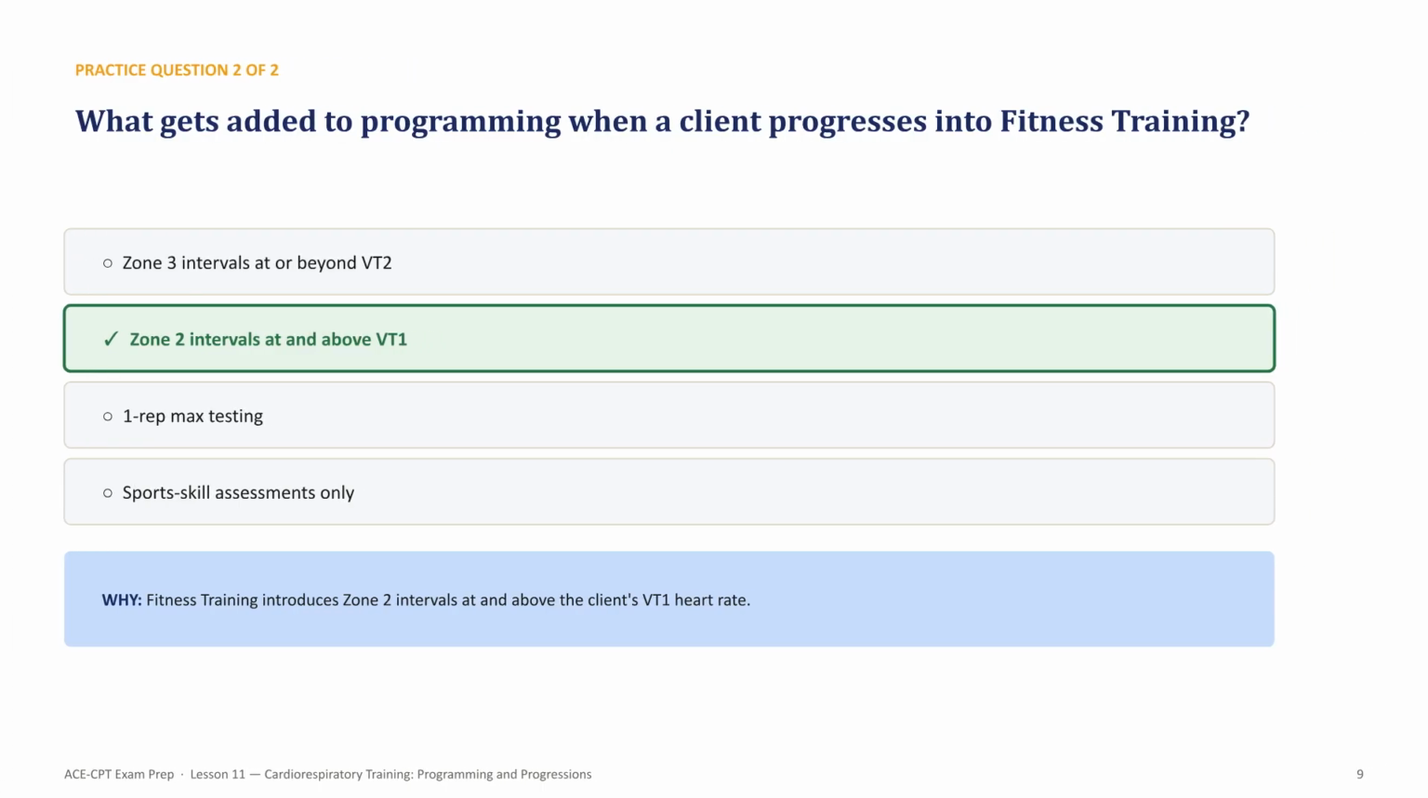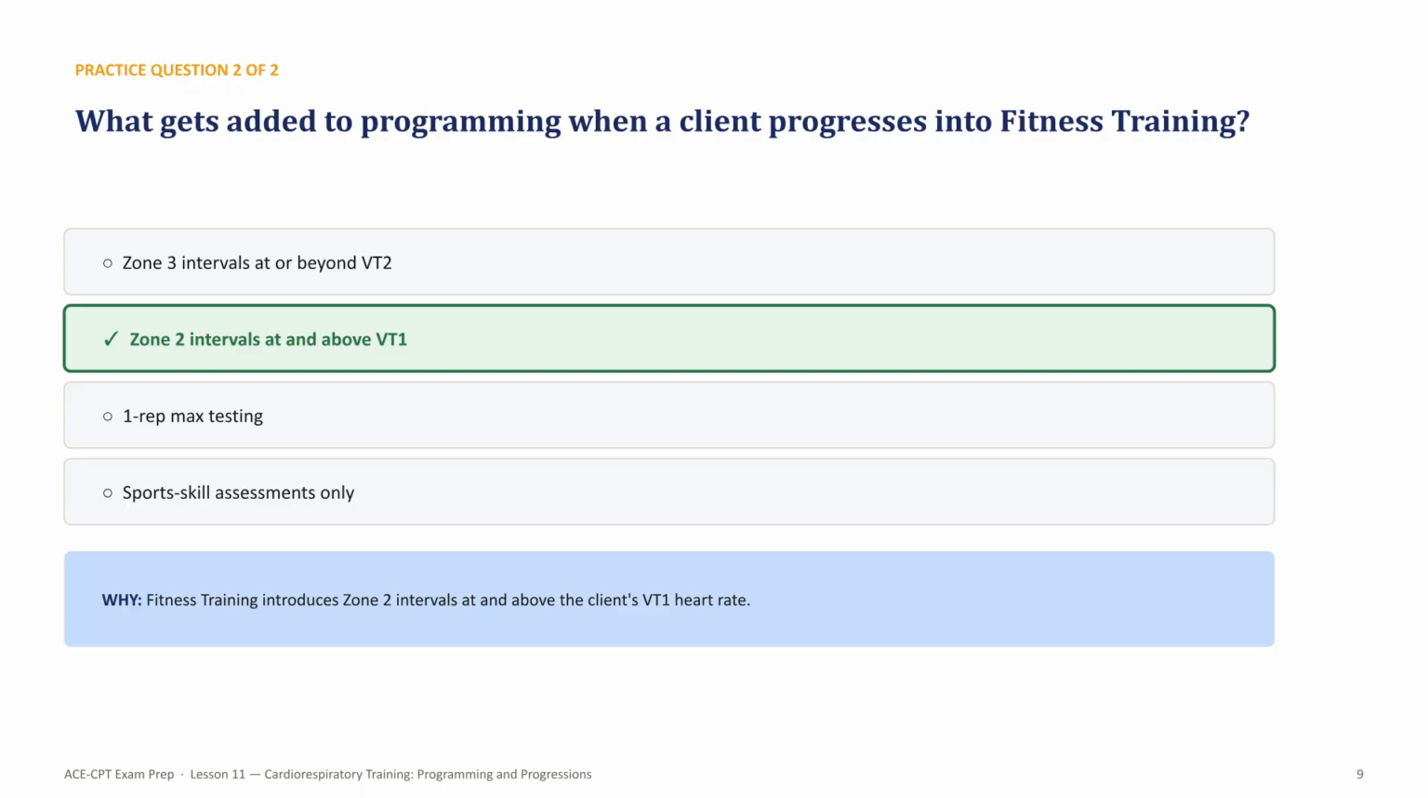Here's your second practice question. What gets added to programming when a client progresses into fitness training? Let's look at the options. Option 1, Zone 3 intervals at or beyond VT2. Option 2, Zone 2 intervals at and above VT1. Option 3, 1-rep max testing. Option 4, sports skill assessments only. Take a moment to think it through.